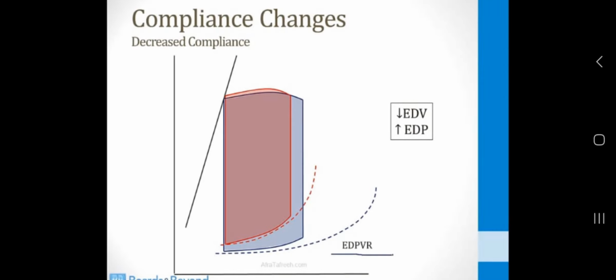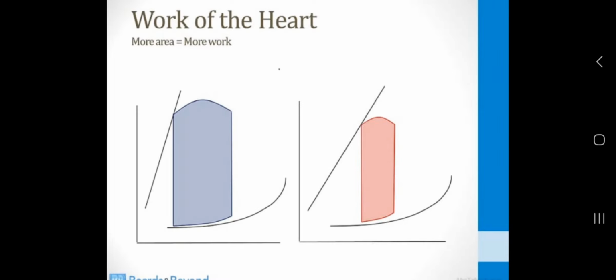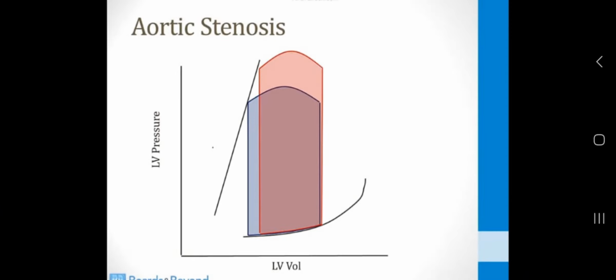Compliance changes. If the compliance is decreased, that will move toward the left side. So end diastolic volume will be decreased, but end diastolic pressure will be increased. The one with green is of greater work, and the one with red is of lesser work. The area is low. This is for aortic stenosis, because the pressure afterload is high.